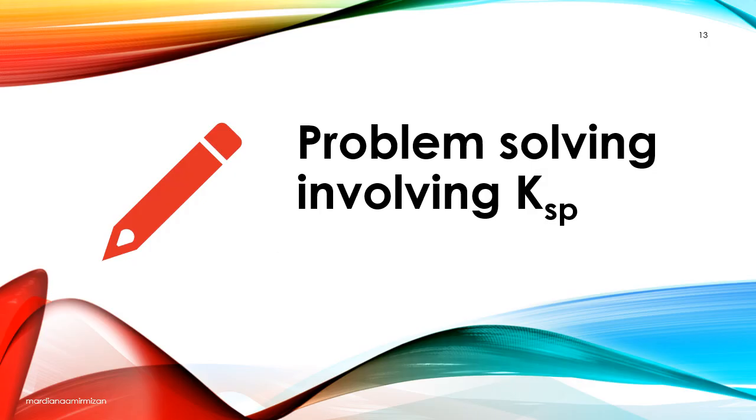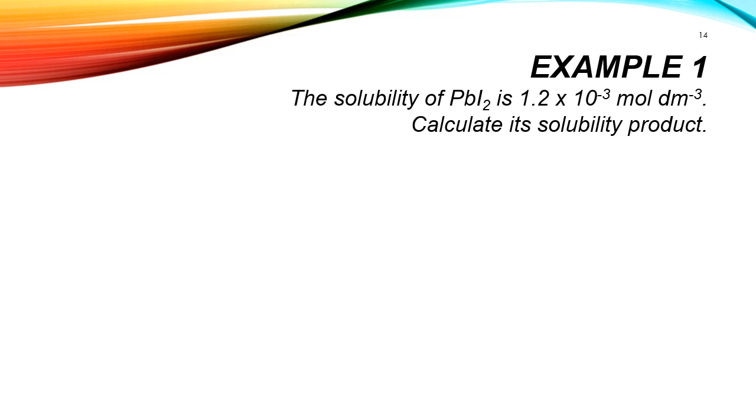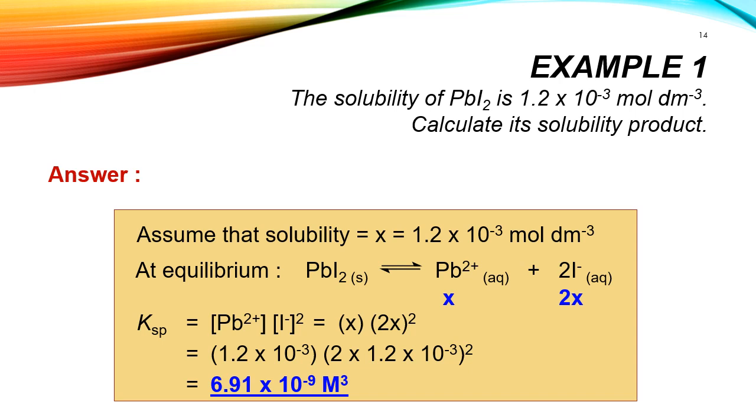Now, let's discuss how to perform calculations that involve Ksp. Example 1. The solubility of plumbum iodide is 1.2 × 10^-3 mole per dm cube. Calculate its solubility product. To answer this question, first, let's assume that solubility is equal to X. Writing the solubility equilibrium expression, plumbum iodide is dissolved to form plumbum 2 plus ion and iodide ion.